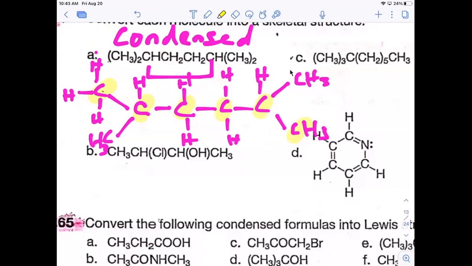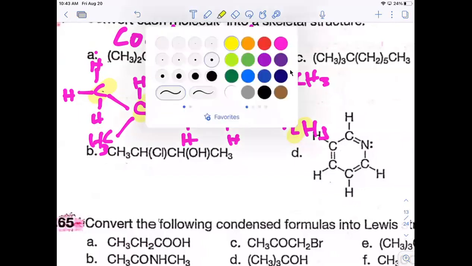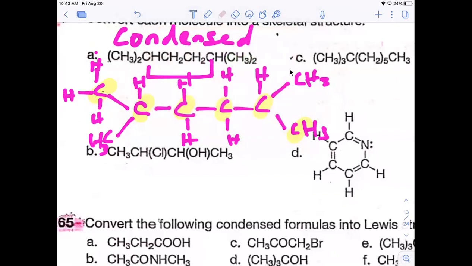Yes. And I know that somebody's thinking, well, couldn't I do this instead? And the answer is yes. I can count from here like that, or I can start counting from the other end. It doesn't matter, but the longest chain is going to be 6 carbons. Are y'all following? Yes. All right.